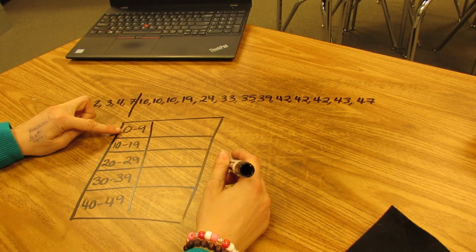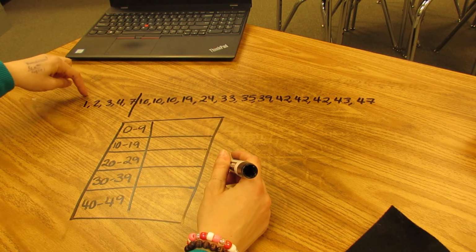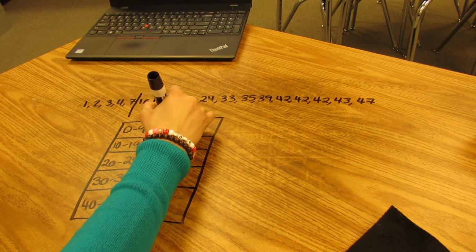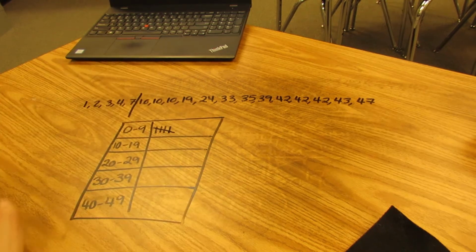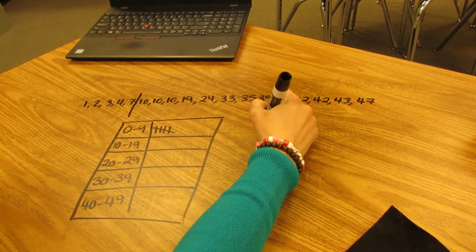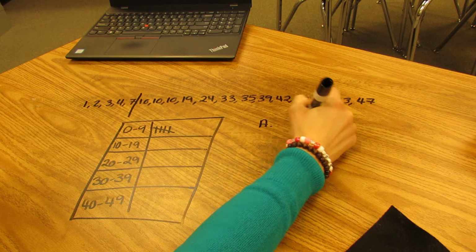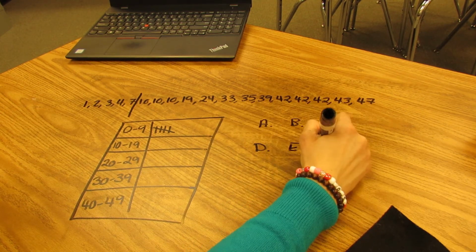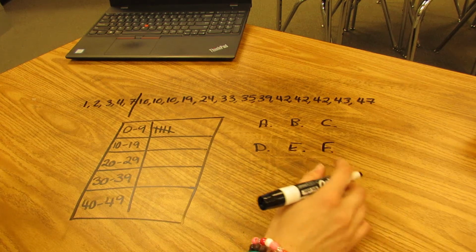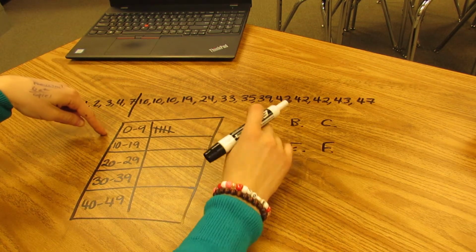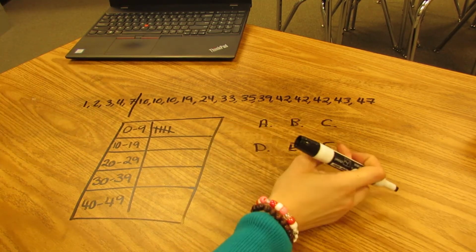So from 0 to 9, here I've got 1, 2, 3, 4, and 7. I've got 5 numbers there. So if I look automatically, I've got choices of A, B, C, D, E, and F. Okay, choice A says that there are 5 numbers for the first interval, so choice A is correct.